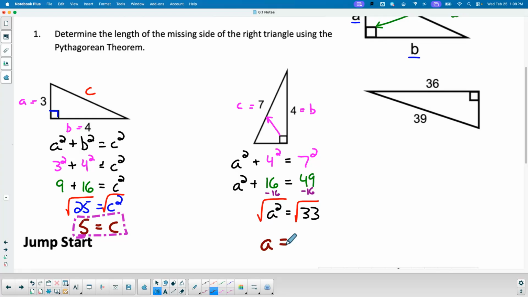Nope. Trick question. No solution. Nope, there's a solution. If I don't want you to use a calculator, what would the square root of 33 be? Nope. I want it exact. Square root of 33.